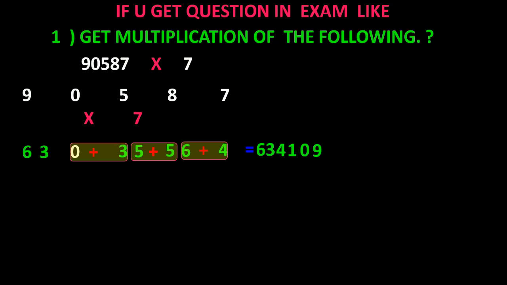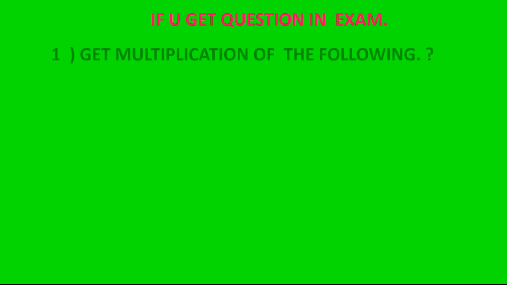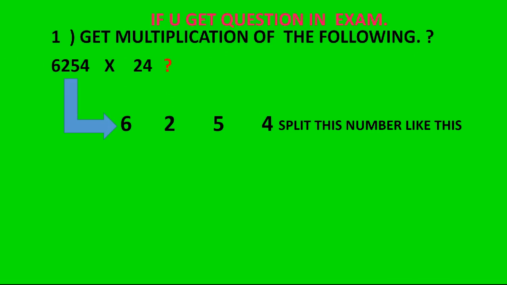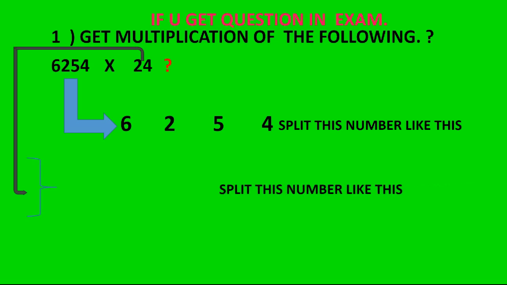If you have to multiply the number with a 2-digit number like 90587 into 27, or 25, you can say, then what we have to do is, you can get this also: the multiplication of 6254 into 24. So what will be the answer? This is also very simple. Just split this number like this and split this number like this.